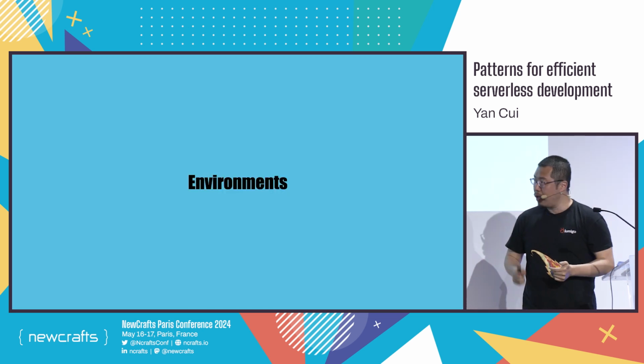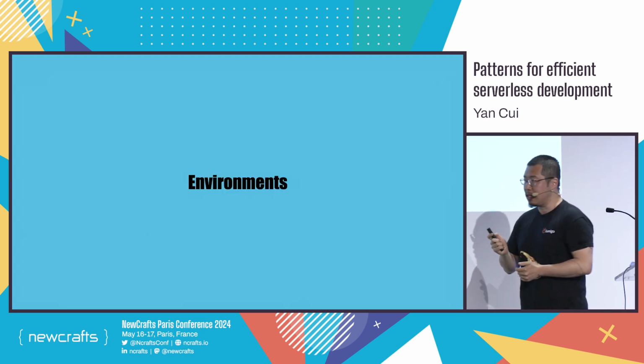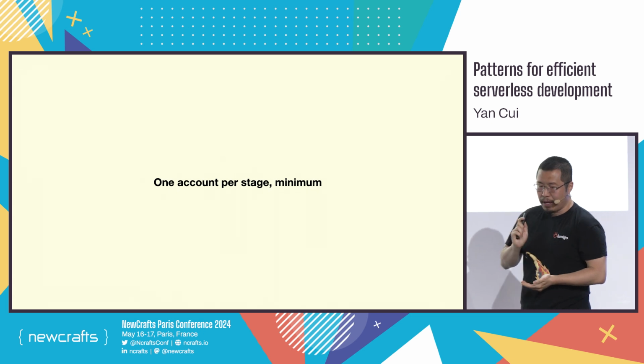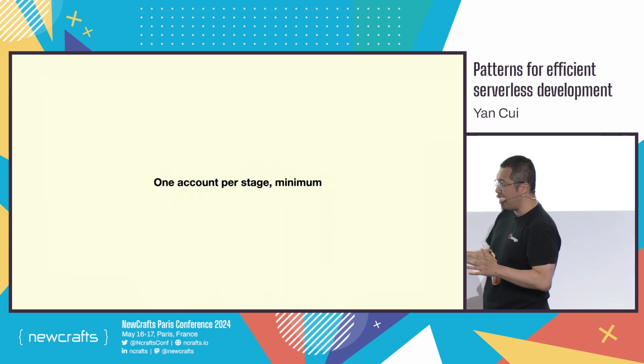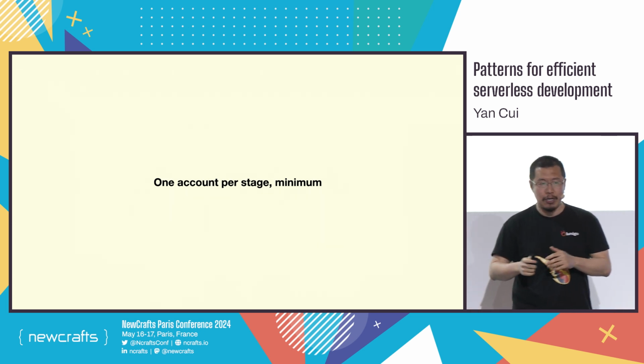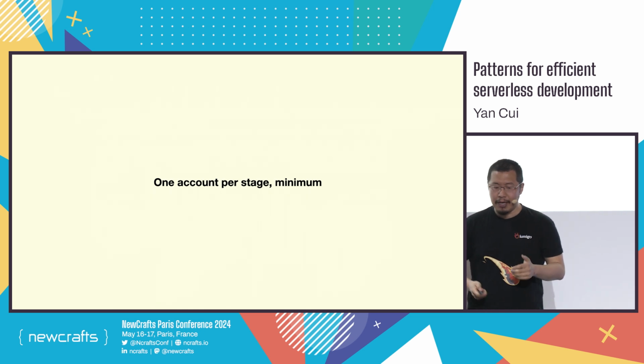before you merge that to, say, your master branch. So for the last couple of minutes, I want to touch on environments and how you can set things up. As a rule of thumb, you should have at least one account per stage, as in dev, test, staging, and so on, at a minimum.